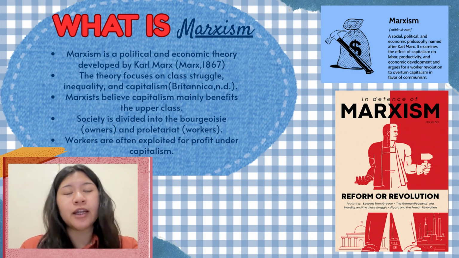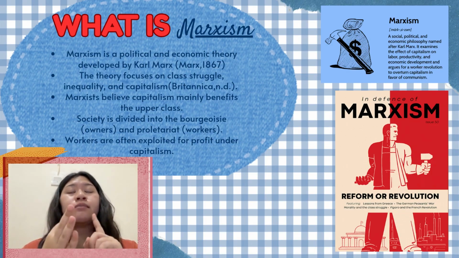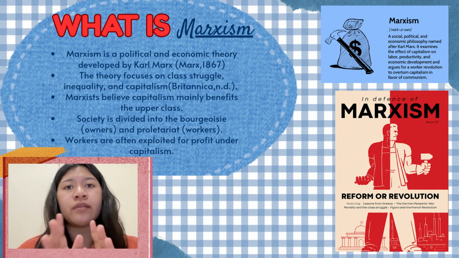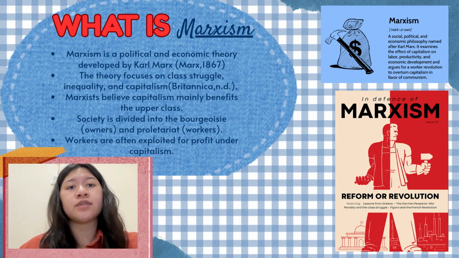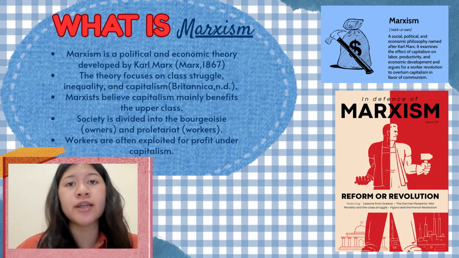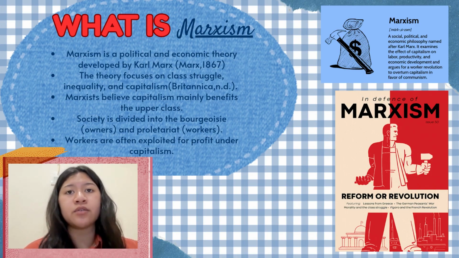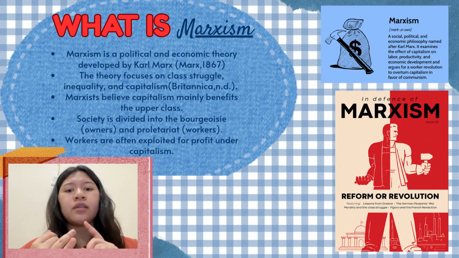Hello, my name is Amira and I will explain Marxism theory. Marxism is a political and economic theory developed by Karl Marx, and it mainly focuses on class struggle, inequality, and mostly capitalism. Marx believed that society is unfair and unequal because wealth is mostly controlled by the upper classes. According to Marxism, society is divided into two main groups, the bourgeoisie and the proletariat. The bourgeoisie refers to the owners, the ruling classes that control businesses, industries, and wealth. Meanwhile, the proletariat refers to the working class who provide labor and work for wages.